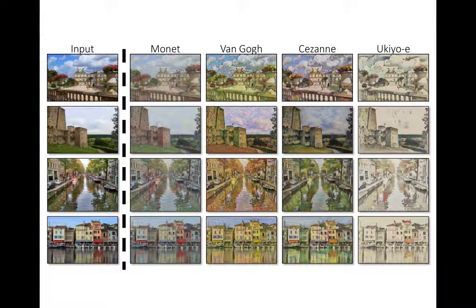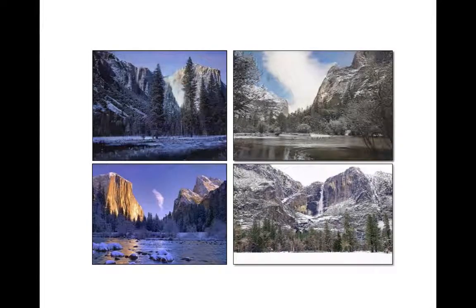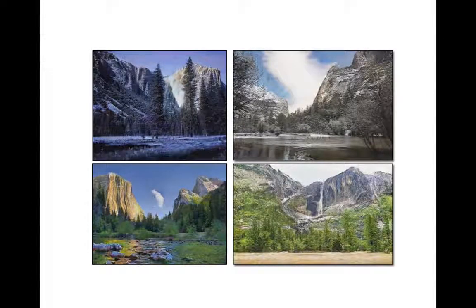So here are some results generated from adding this cycle loss. You can see this is a season change. Of course, you can see the change is relatively small. If the change is very large, usually it's very difficult in this unpaired case. And this one is from winter to summer.